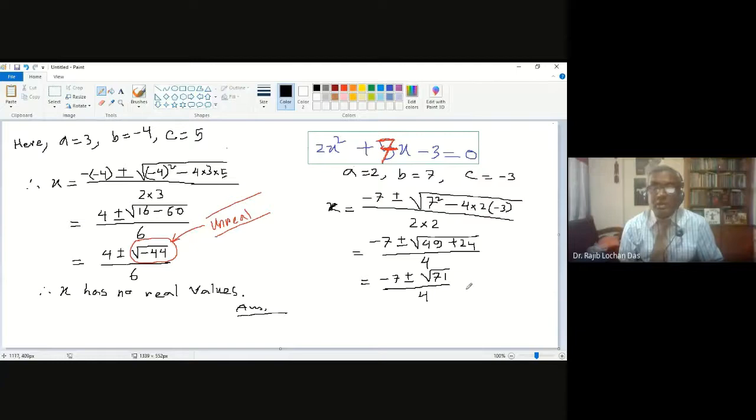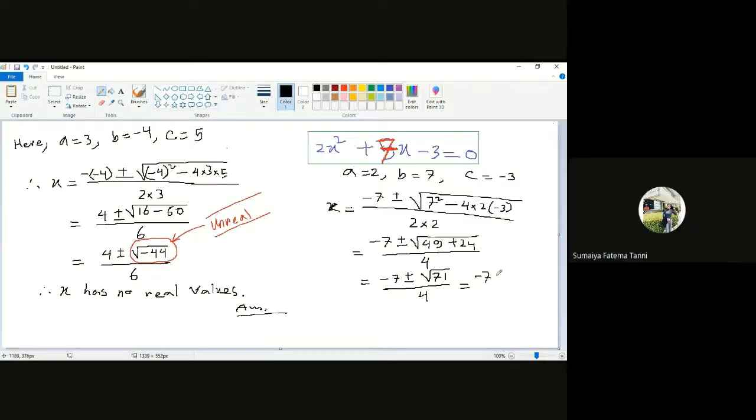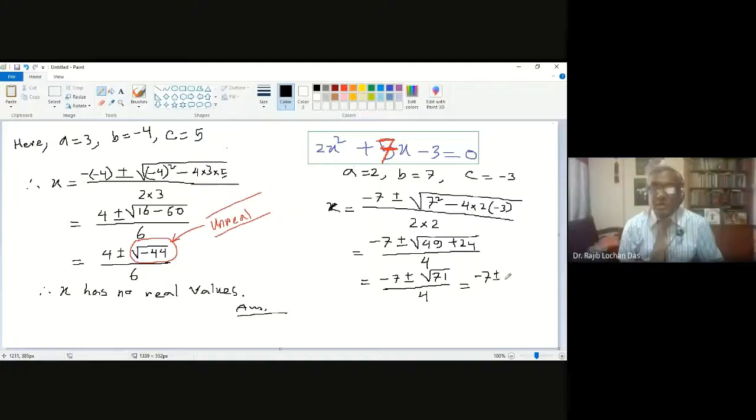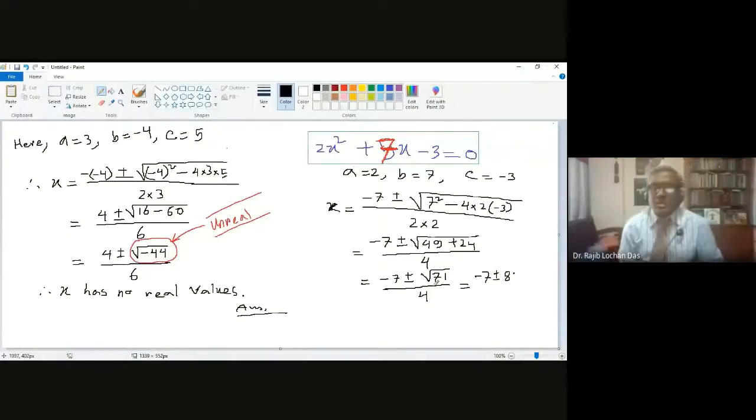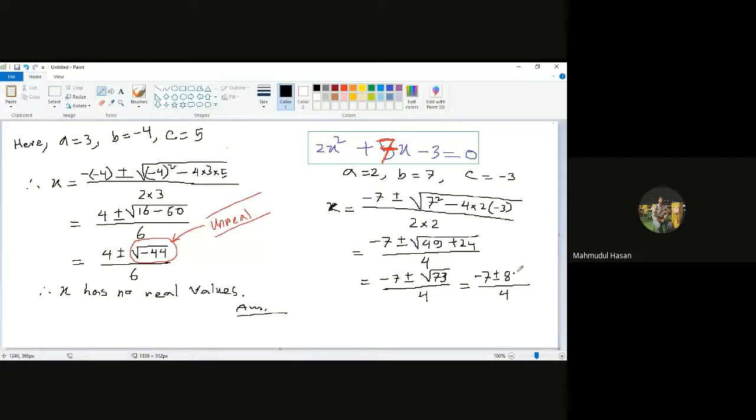Is it unreal? No, it is not unreal. It is a real number, perfect, maybe fractional, maybe something with a decimal point, but it is a real number. Sir, it's 73. Yes, sir, it's 73. Oh, okay, 73. Good, so let us write 73. So root over 73 is 8.6 or 8.7? 8.544. Sir, 8.54.